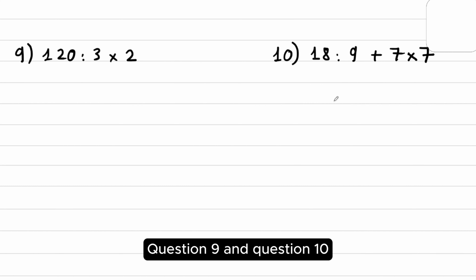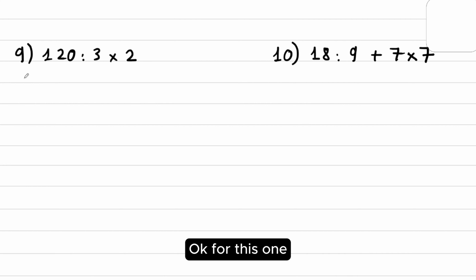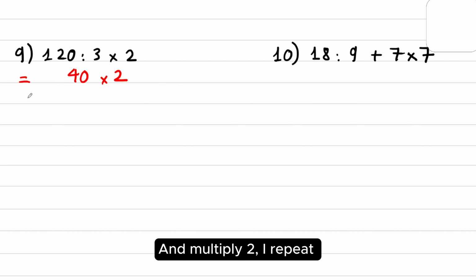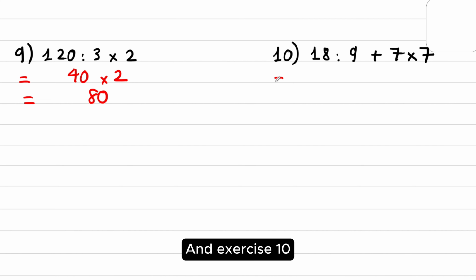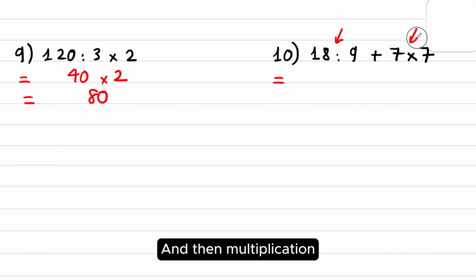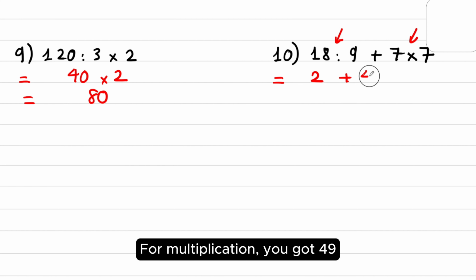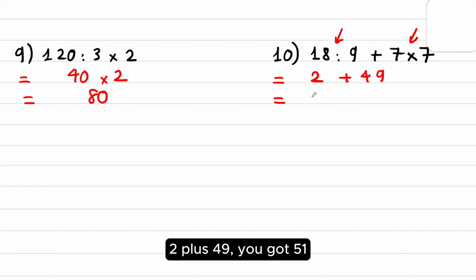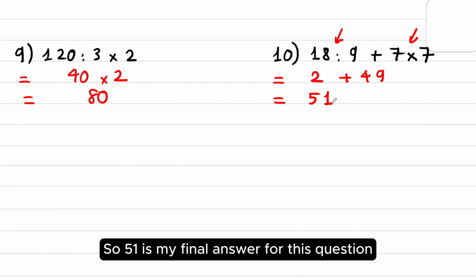Question 9 and question 10. Okay, for this one, 120 divided by 3, I get 40, and multiply 2, I repeat. 40 times 2, you get 80. And exercise 10, you have division first and then multiplication. For division, you get 2. For multiplication, you get 49. 2 plus 49, you get 51. So 51 is my final answer for this question.